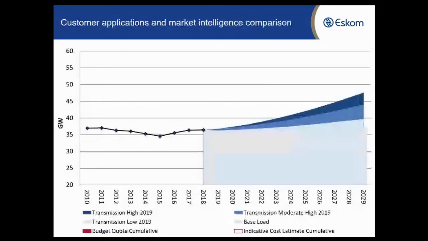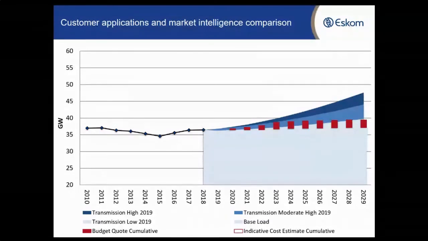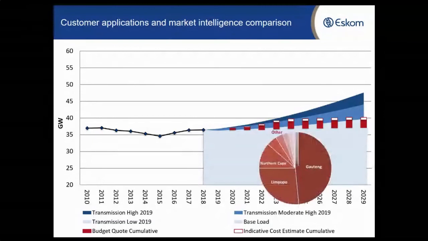This is also benchmarked with our budget quotes that we receive and our indicative customer quotations that we have, as well as extra market intelligence. If we assume no growth at any stage, no further growth, and we just take the applications, we can see that there is actually a demand in these different provinces, where we can actually see a growth that is out there. So this is actually from actual budget quotes received.